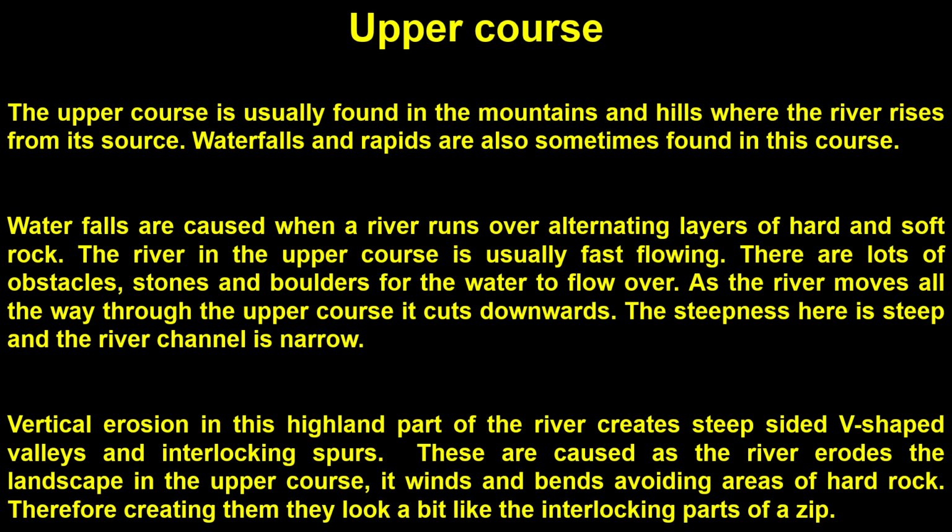So you have a steep-sided V-shaped valley and interlocking spurs. These are caused as the river erodes the landscape in the upper course. It winds and bends, avoiding areas of hard rock, therefore creating them. They look a bit like the interlocking parts of a zip.